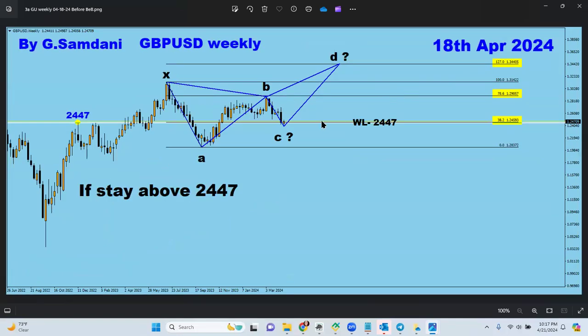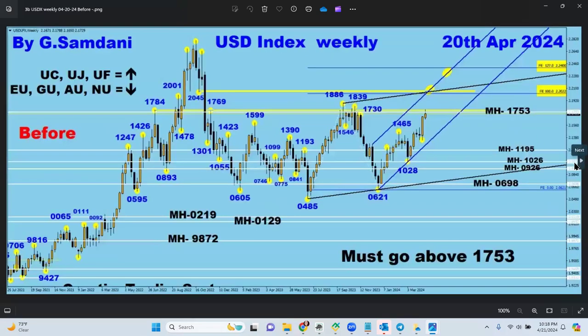This one is also making a very nice setup, X, A, B, C, and D. So I said, okay, 24.47. If we stay above this 24.47, it will go up if USD is going to get weaker. What if USD is going to do this? I just showed you the chart, right? If it goes to the upside, then USD is going to get strong, so your pound USD is supposed to go down.